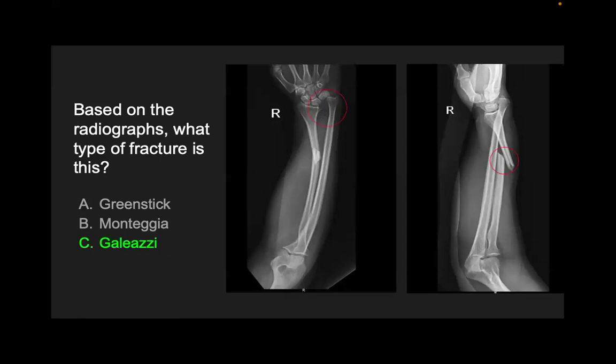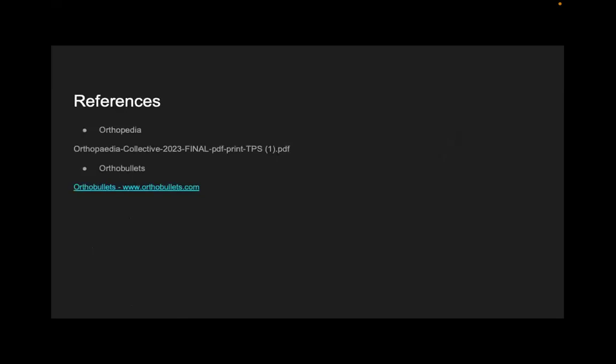So Galeazzi fracture. What's a Monteggia fracture? Ulnar fracture, radial proximal dislocation of the radial head. Okay, see, these are some of the references, and thank you both for putting this together. It was a great little topic. That's kind of all we had for today. So I'm happy to answer any questions you guys have.